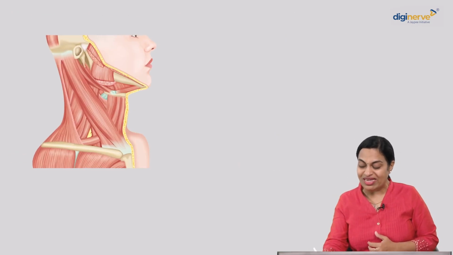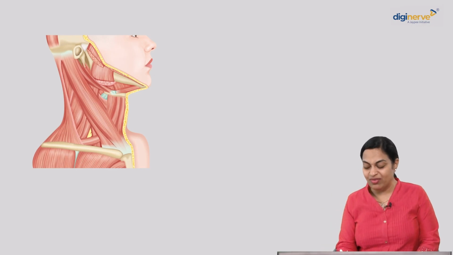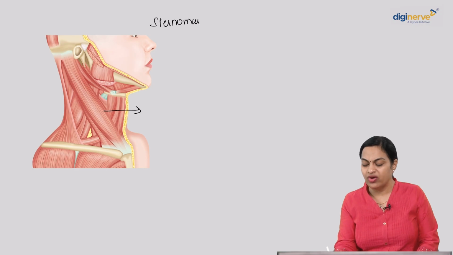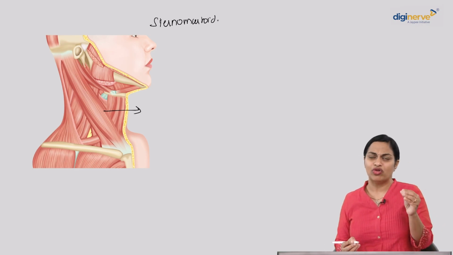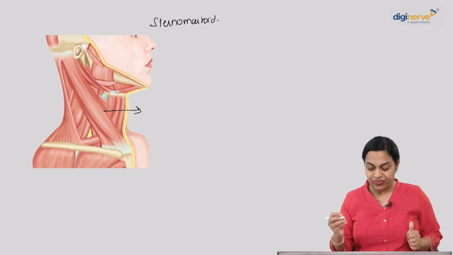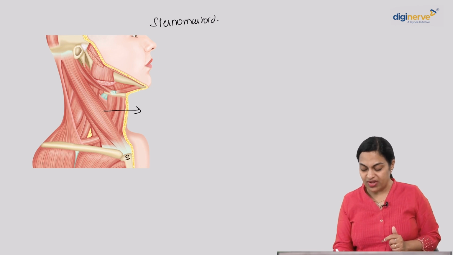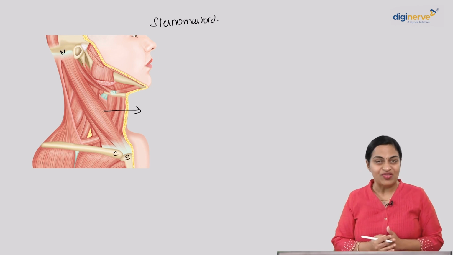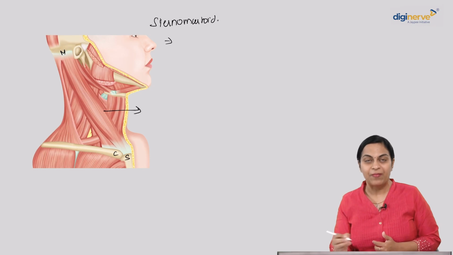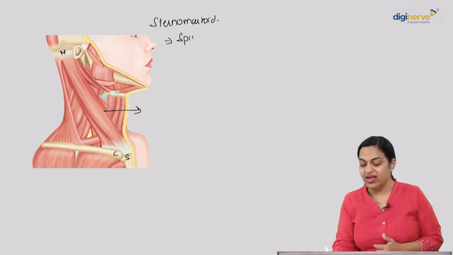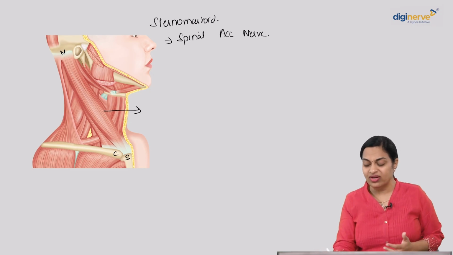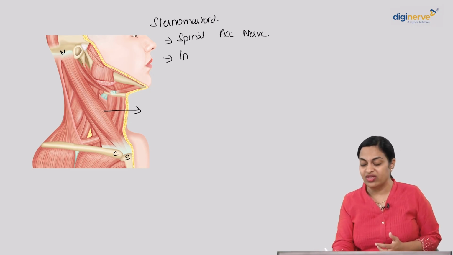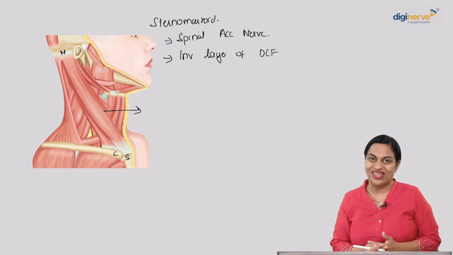Now, let's move on to the key muscle of the neck. Can you tell me what this one I'm pointing out is? Yes, sternomastoid. What are the important things that you should definitely know about sternocleidomastoid? Of course, origin you can tell me: from the sternum, from the clavicle, inserting into the mastoid process. What is its innervation? Spinal accessory nerve. And we have just now revised that it is enclosed within the investing layer of deep cervical fascia.